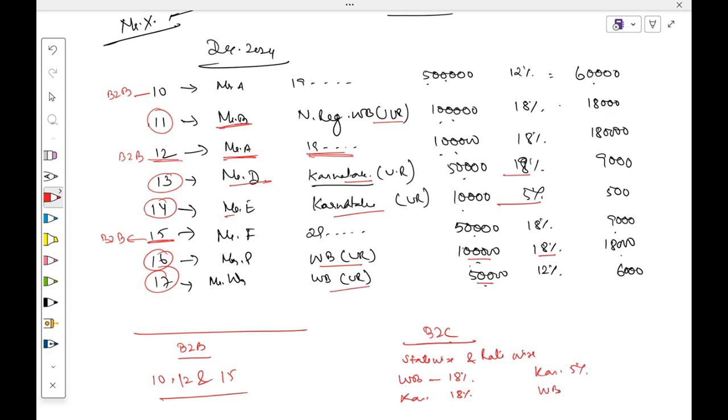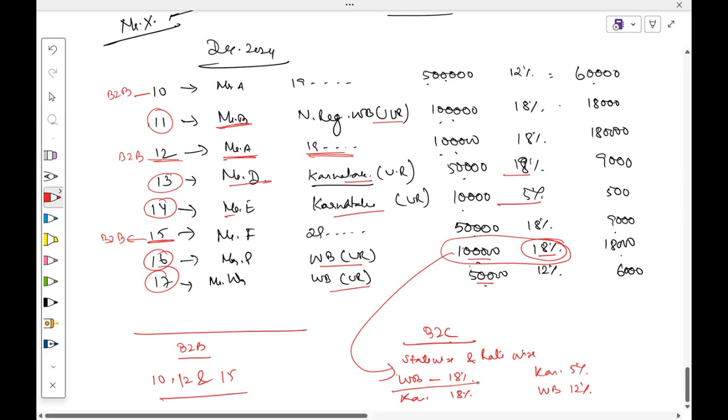That means again West Bengal 12% is separately required to be reported, and this line item is required to be merged with this one. That means in this line item, we will provide the consolidated figure of the supply made by us in the state of West Bengal, where the rate of tax is 18%. This transaction as well as this transaction are required to be merged and provided in a consolidated way. That means in B2C, we will mention the place of supply is West Bengal, rate of GST is 18% and value of supply is 2 lakh.